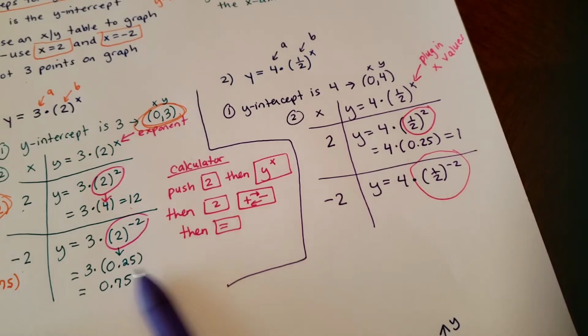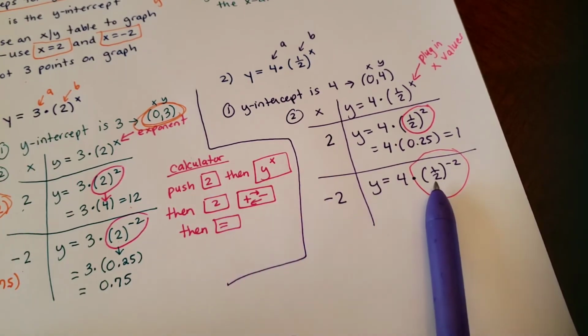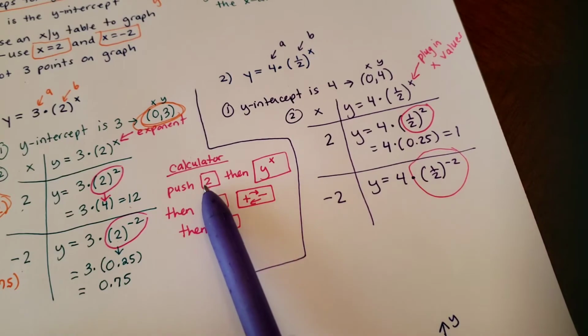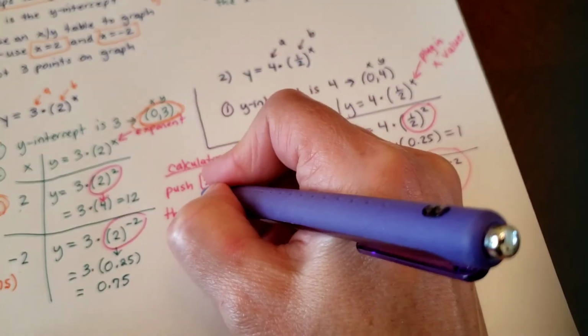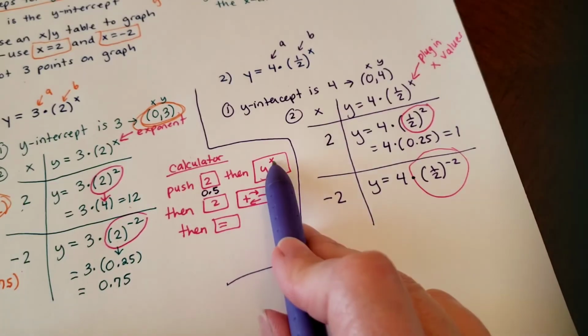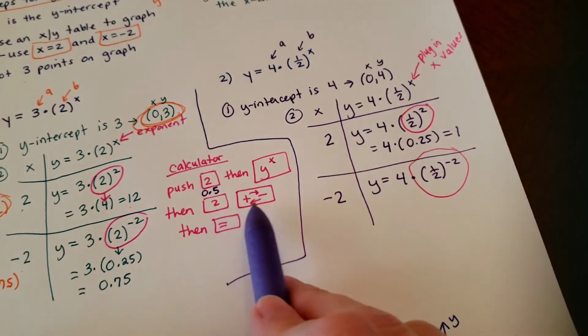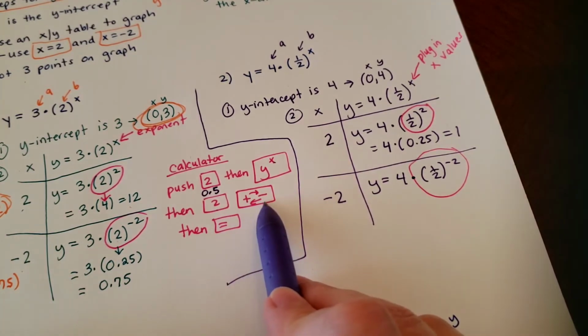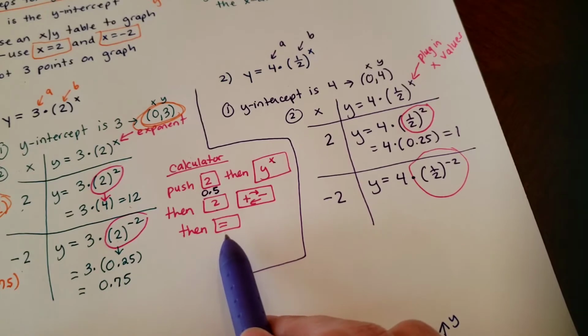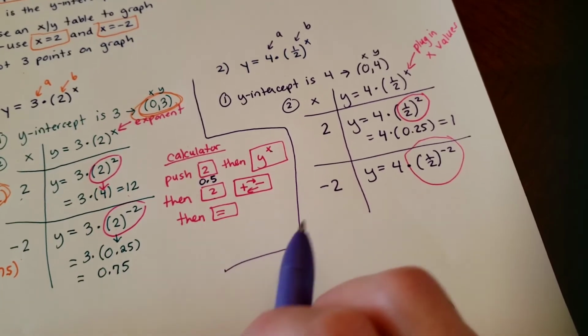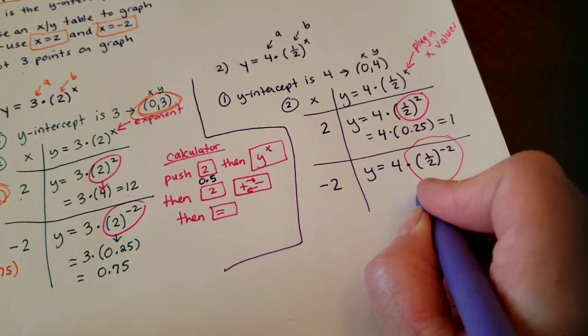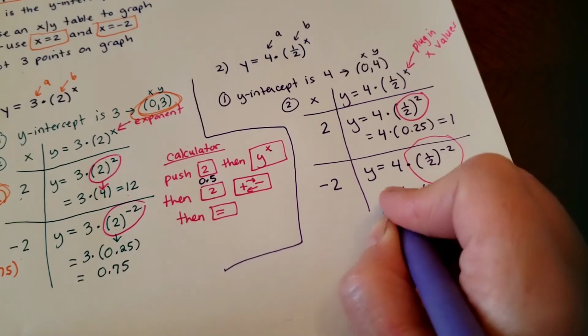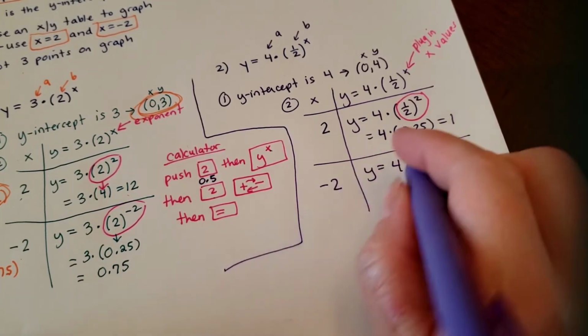This will be very similar to the work over here. So instead of putting 1/2, you'll put 0.5. So you would do a 0.5, then hit the y to the x button, then hit the 2, hit the plus and minus button to make it negative, and then hit equals. When you do that, it should give you a 4. So this portion here should give you a 4, and it's going to multiply by the 4 that was already there, giving us a 16.